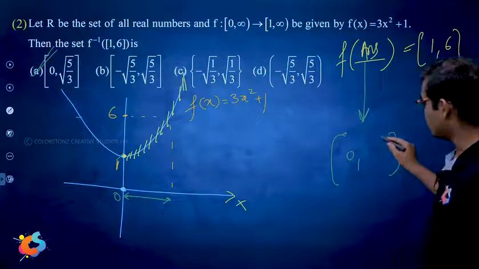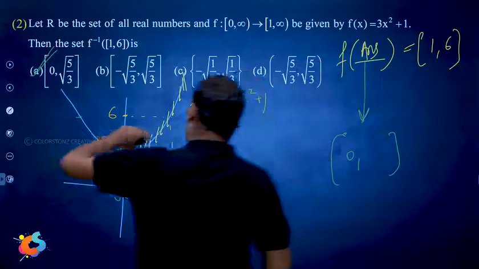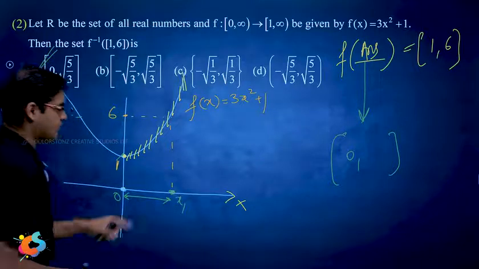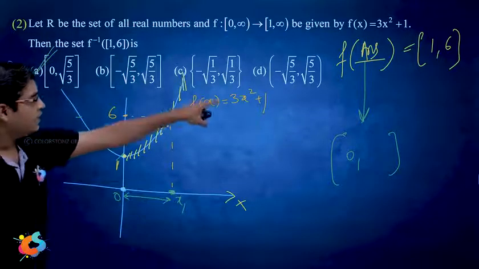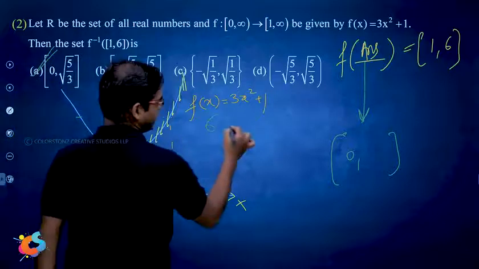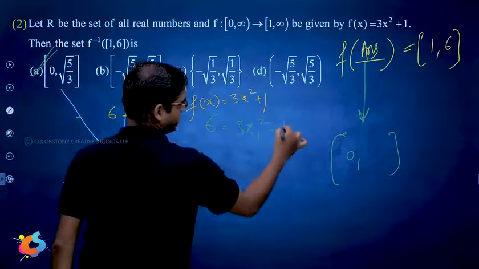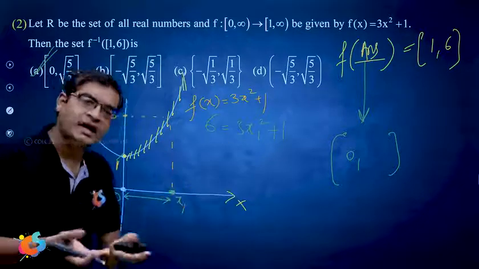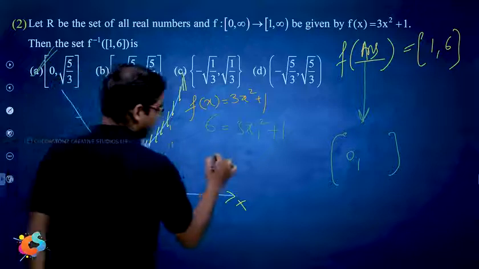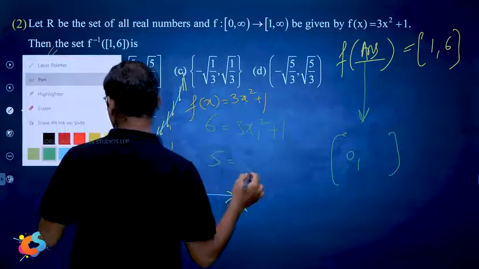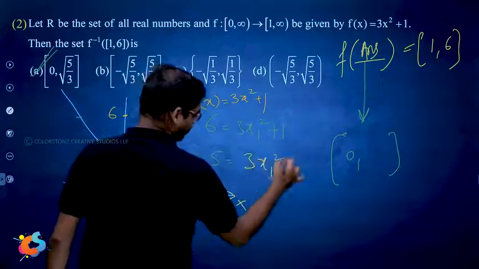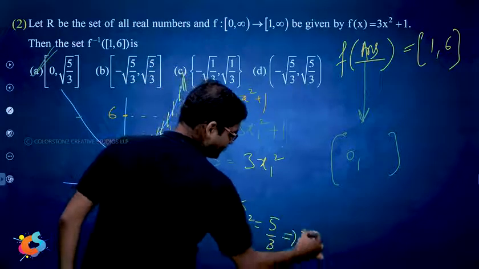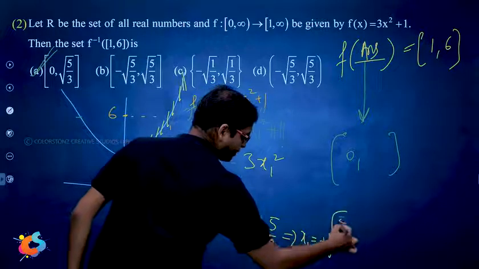Next, what should come here? Very simple. See, I want x value. Let us say this is some x coordinate x1. So for this x coordinate x1, y value is 6. So therefore 6 is equal to 3x1 square plus 1. So if you are bringing here, you will solve this, you will get x1 values. That's all. So here you will have 5 is equal to 3x1 square. So from here, x1 square is equal to 5 by 3, implies x1 is equal to plus or minus under root 5 by 3.